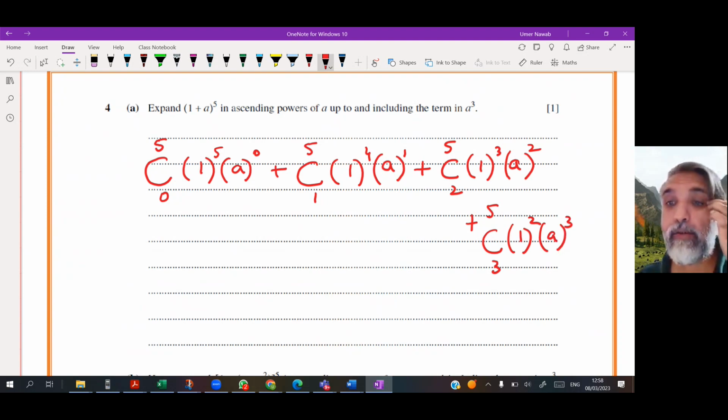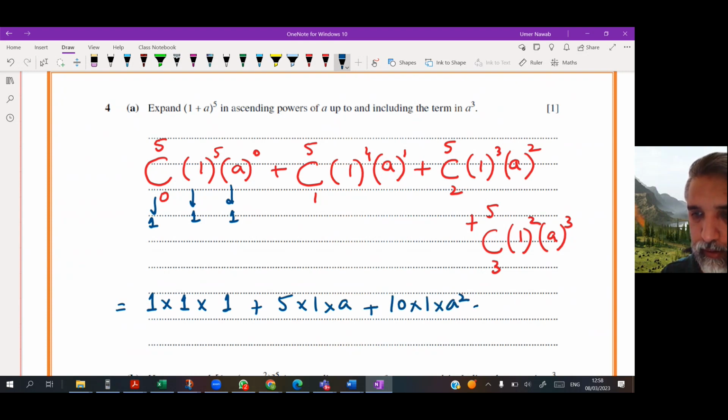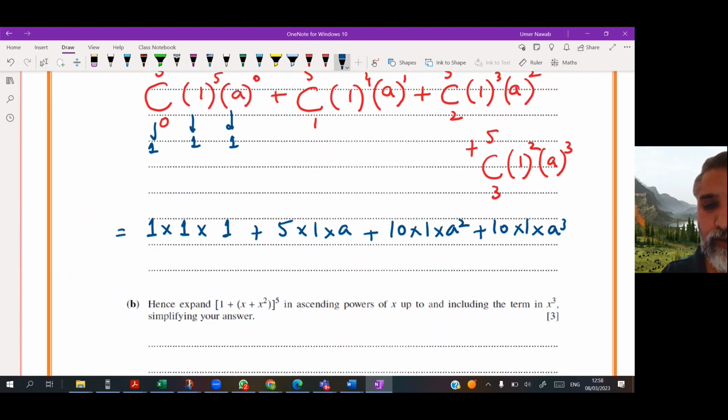So he wanted us to expand it till a power 3. 1 times 1, 1, because this is 1, and this is 1, and this is 1. Then 5, then 1, then a, then 10, then 1, then a squared, then 10, then 1, then a power 3. So after simplification, we will get 1 plus 5a plus 10a squared plus 10a power 3. That's the final answer.